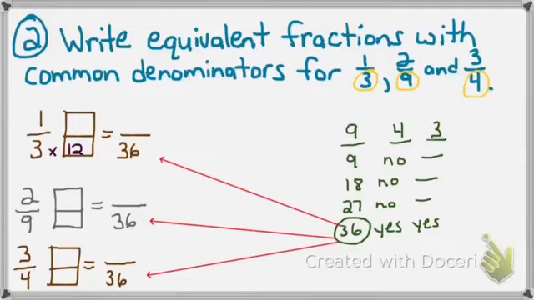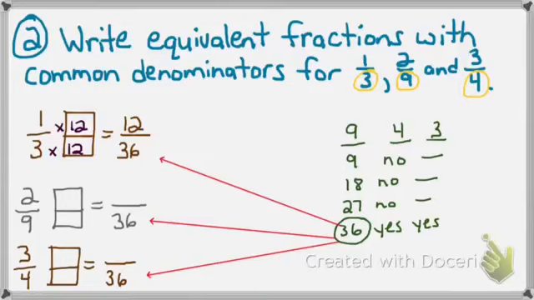Remember, whatever I do on the bottom of the window box, I must do on the top of the window box. So if I said times 12 on the bottom, I must say times 12 on the top. Solve that problem. What's 1 times 12? 12. So 1/3 is equivalent to 12/36.